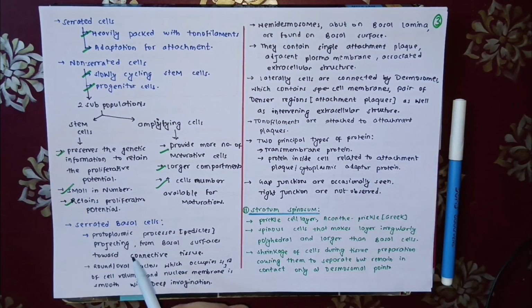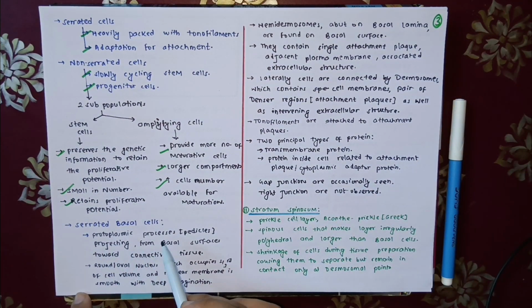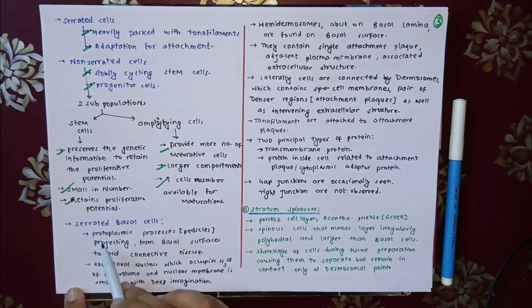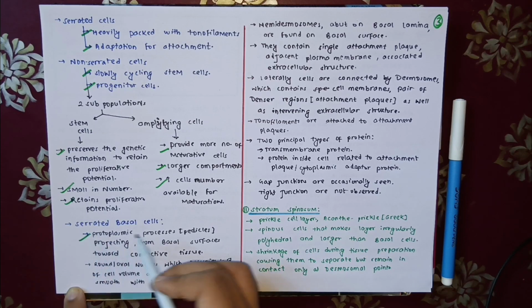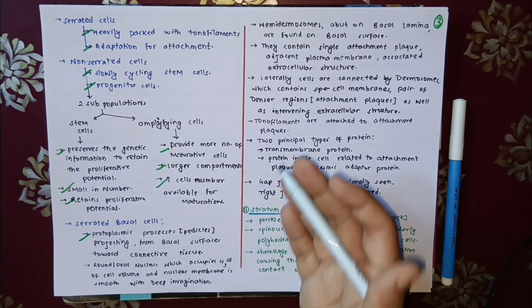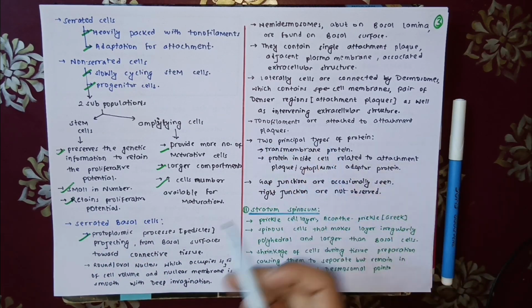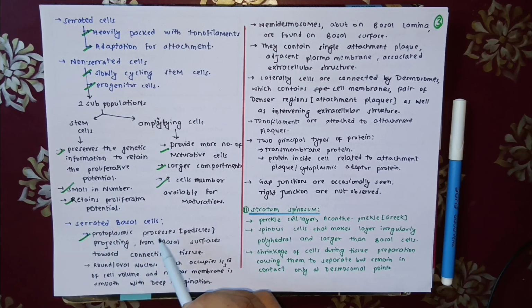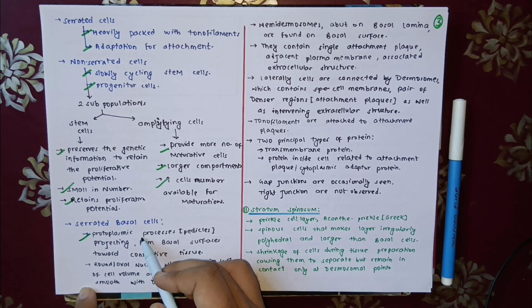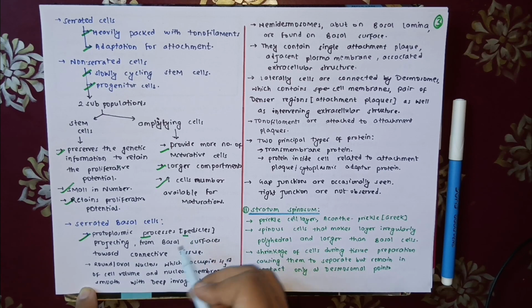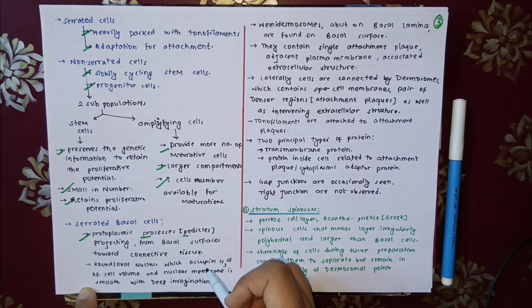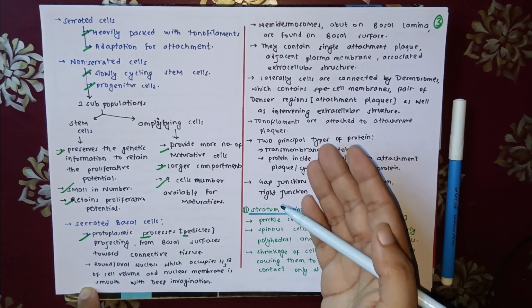Now we will discuss in more detail the serrated cells. Serrated cells have protoplasmic processes called pedicles projecting from the basal surface towards the connective tissue. The connective tissue is just below the basement membrane. As I told earlier, those serrated basal cells have different processes, also called pedicles. They project from the basal surface towards the connective tissue, piercing the basement membrane.